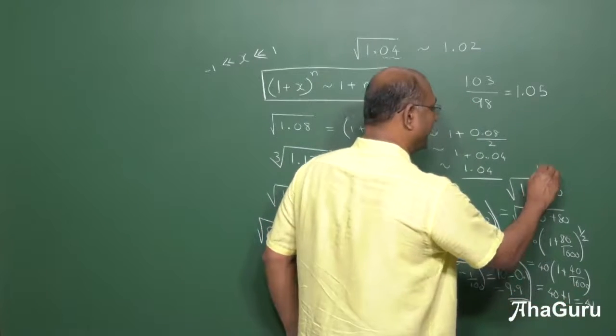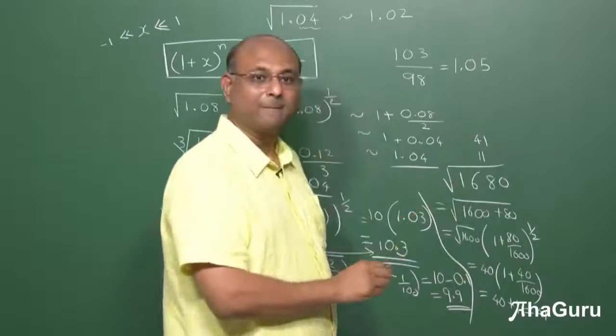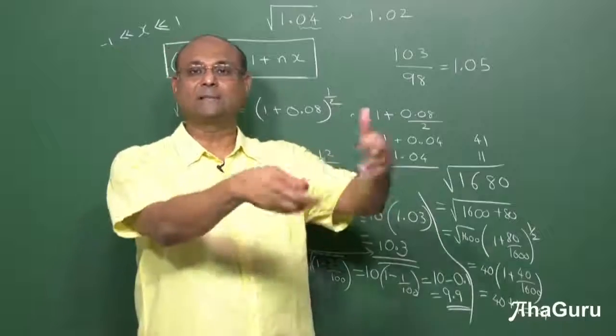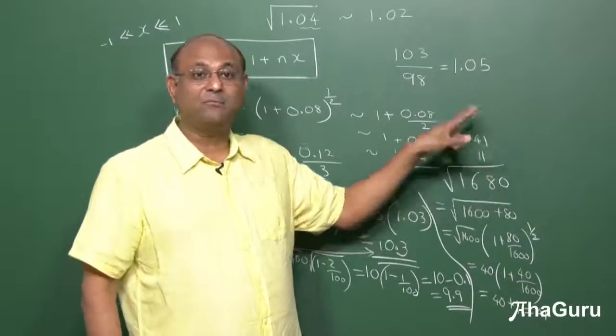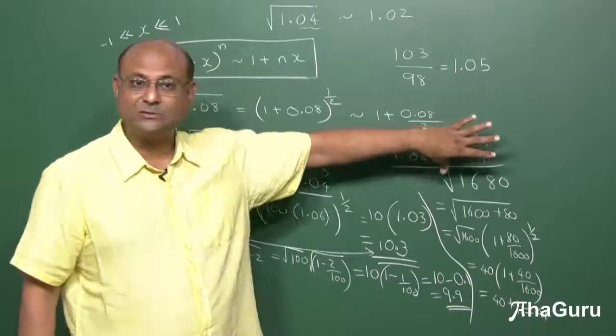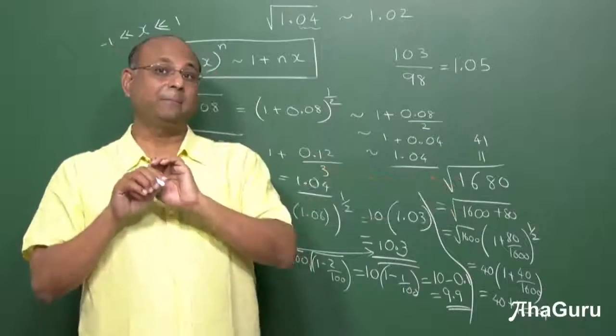So this fellow's answer is 41. Okay, approximately. So that means it will be 41 point something. But it won't be 42, it won't be 40 point something, it will be 41 point something. So is that clear? The basic idea is hopefully clear. So you can use this to find many things.